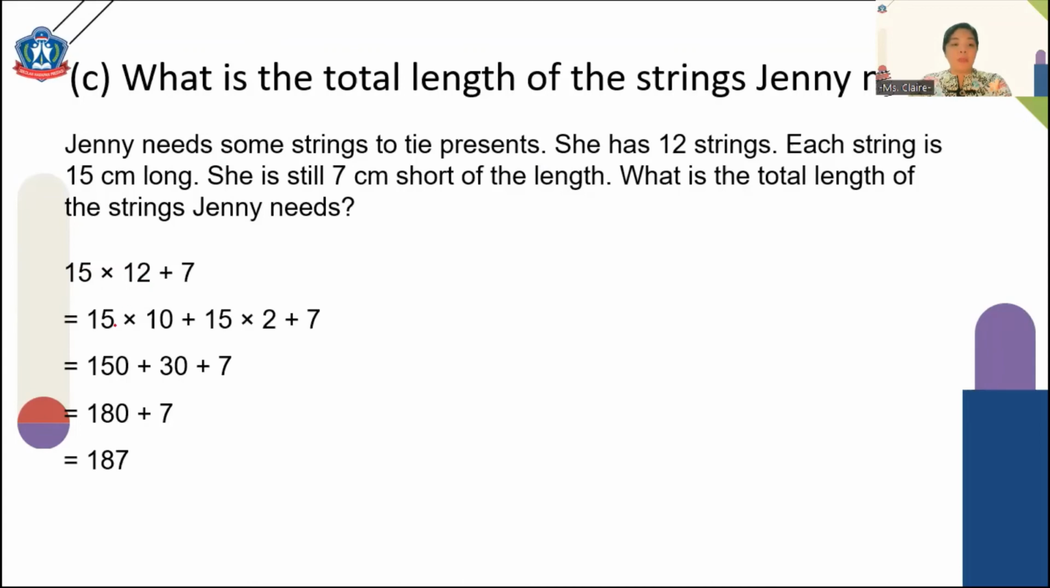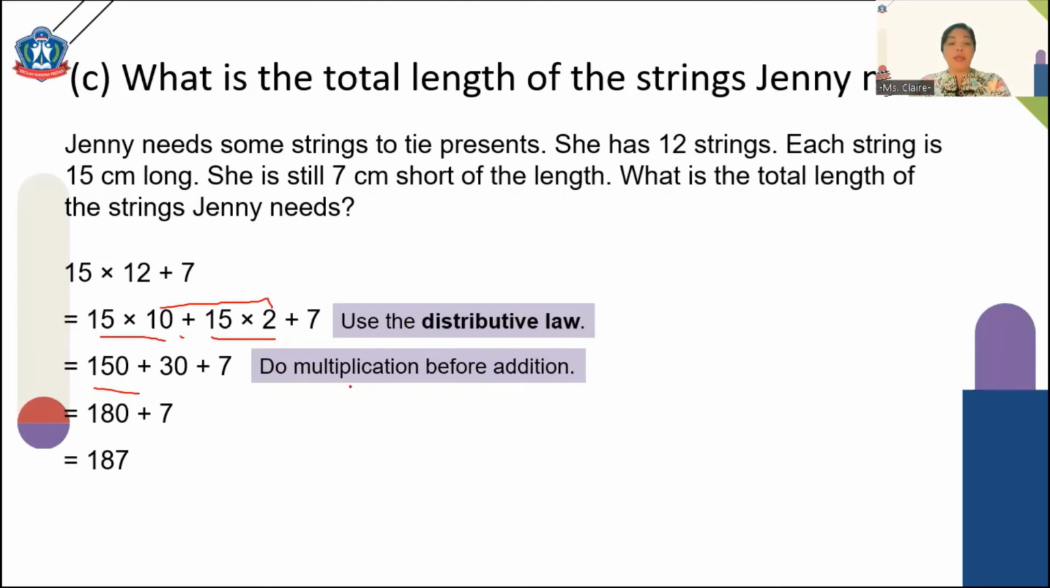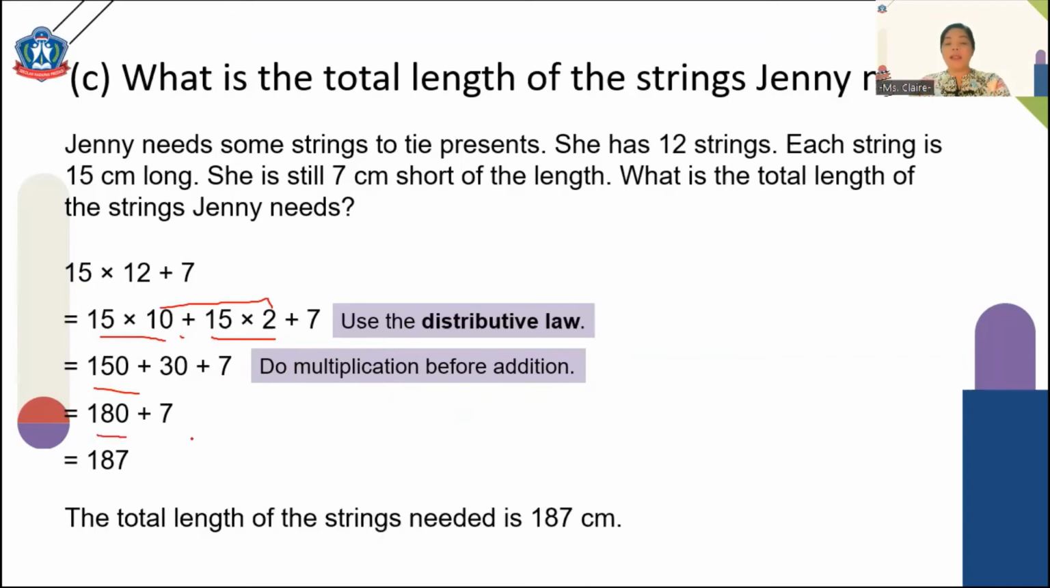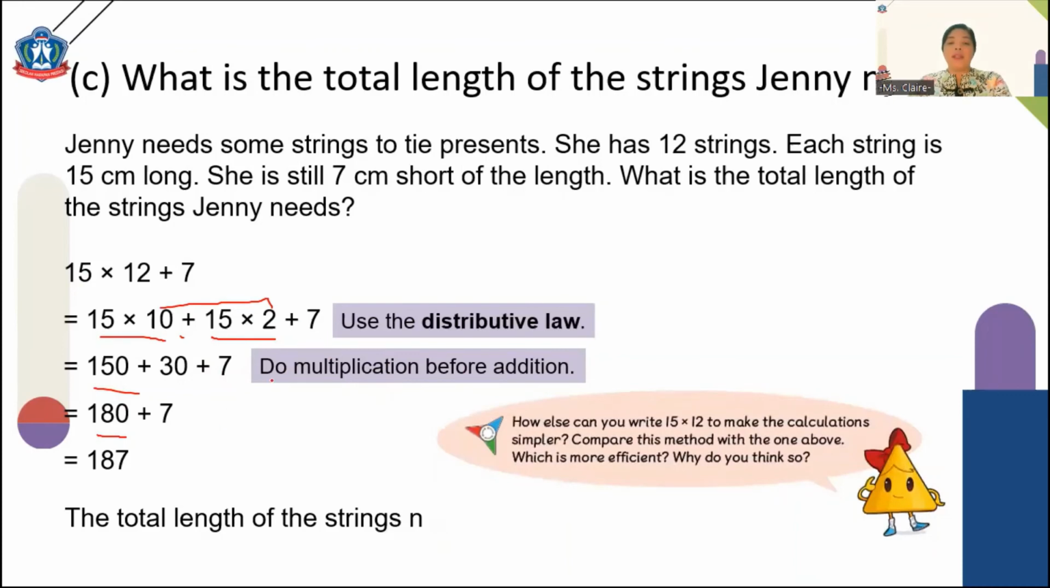15 times 12, we can say 15 times 10 first, plus 15 times 2, because 10 and 2 is 12. So this is what we call the distributive law, to make it easier to multiply. Because it's easier to multiply 15 times 10, 150. 15 times 2 is 30, plus 7. Remember, do multiplication before addition. 150 plus 30 is equal to 180, plus 7 is 187. Therefore, the total length of the strings she needs is 187 centimeters. So, can you find another way on how to compute this? If you have, you can share that during our class.